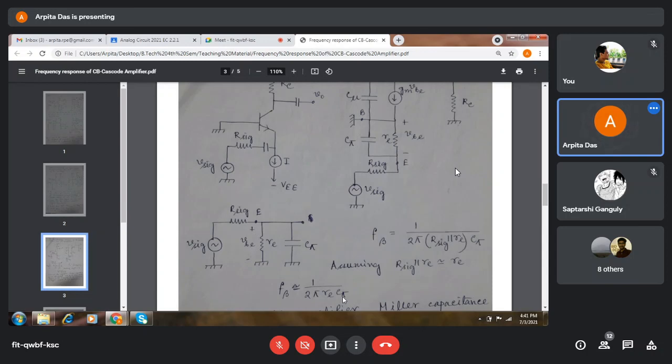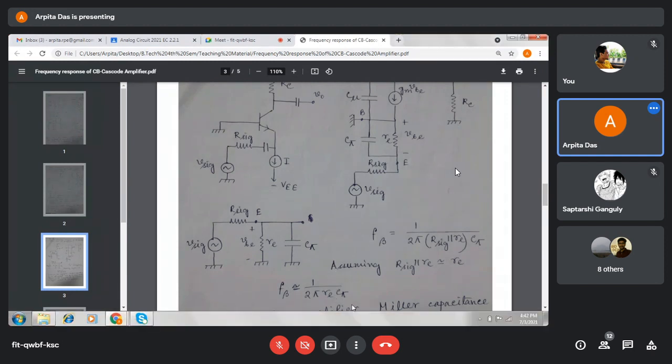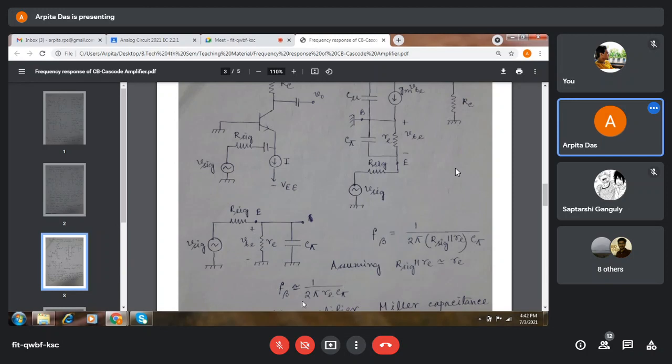Since the value of C_M is much higher than C_pi or C_mu, what will happen? The overall capacitive value will be very high compared to C_pi or C_mu itself. And if this denominator is very high, what will happen? The value of f_beta will be less. But in the CB stage, what will happen? C_M does not occur here. It does not appear. Only C_pi appears here, and C_pi is much smaller than C_M.